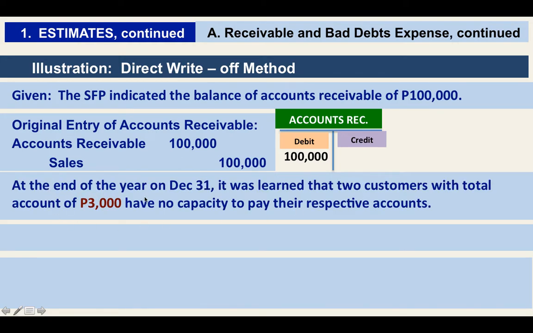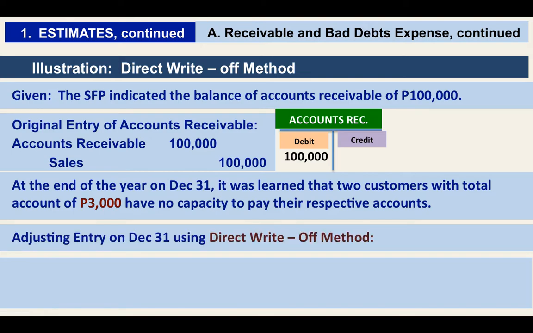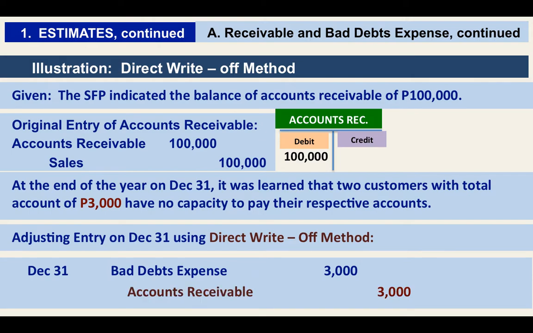At the end of the year, on December 31st, it was learned that two customers with a total account of 3,000 have no capacity to pay their respective accounts. So these two customers were identified as having no capacity to pay. We are going to use the direct write-off method. The direct write-off method is debiting bad debts expense and crediting accounts receivable.